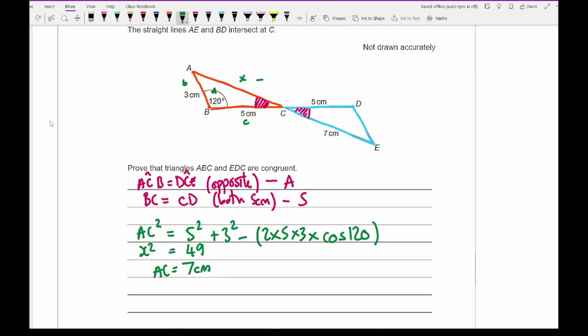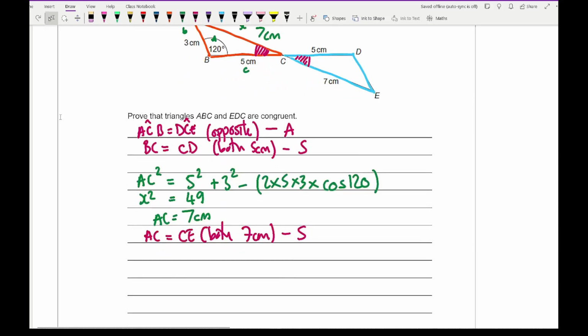So if this length here is 7 centimeters, I've then found two common sides. So here what I've got is that AC is equal to CE, as they're both 7 centimeters. So that's another side. So from this, as it's SAS, triangles ABC and EDC are congruent.